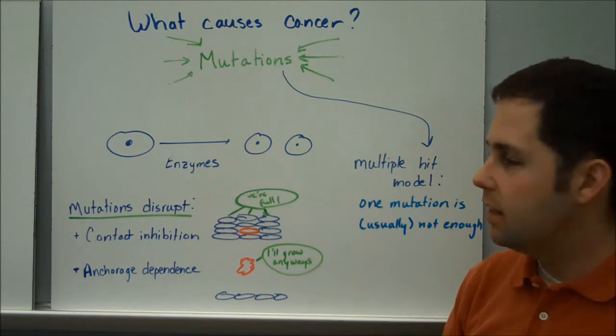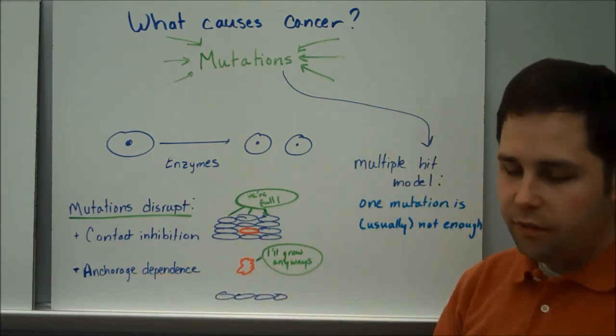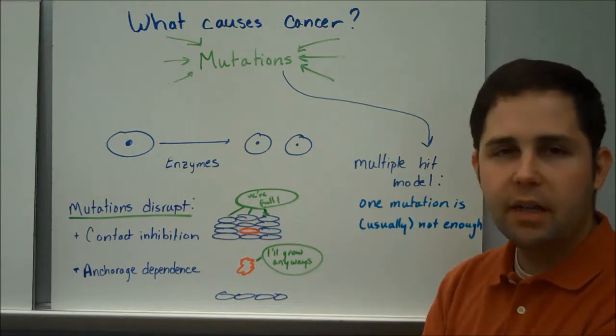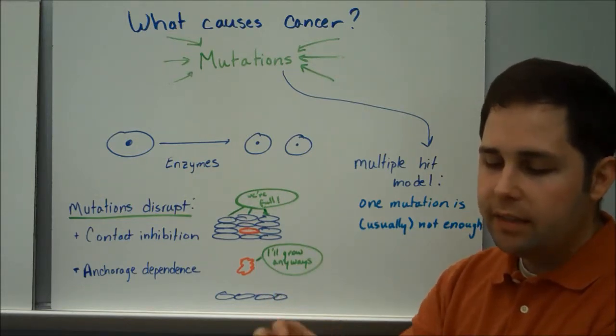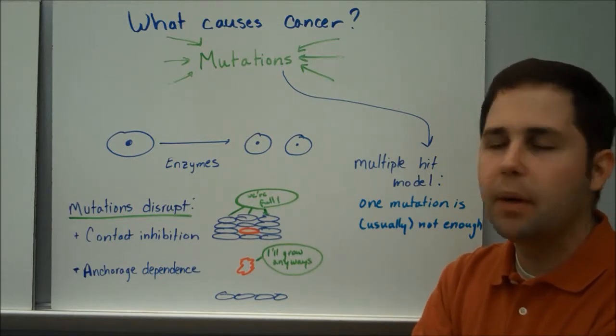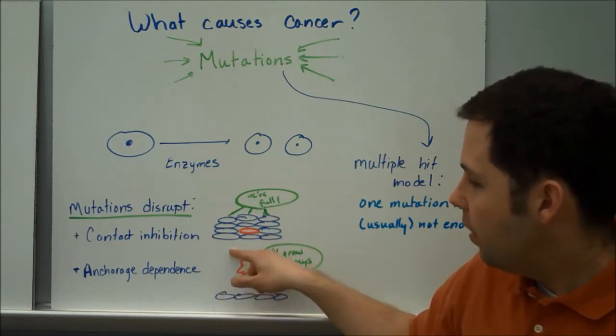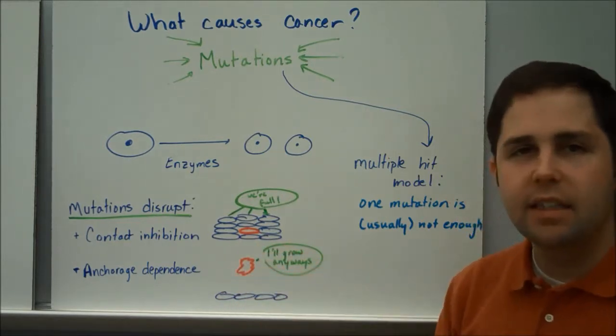The other thing mutations can disrupt is what's called the anchorage dependence of cells. So if you think about your skin cells as well, or think about cells in your blood vessels, these cells are all anchored onto something. They grow on other cells. They grow on other parts of your body. Sometimes cells can lose that necessity of growing on something.